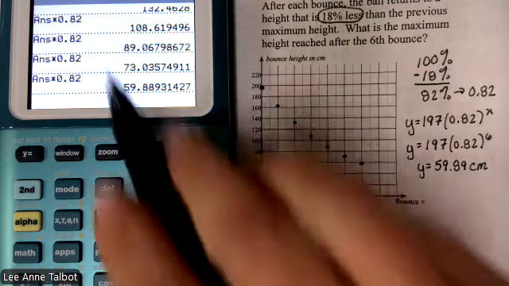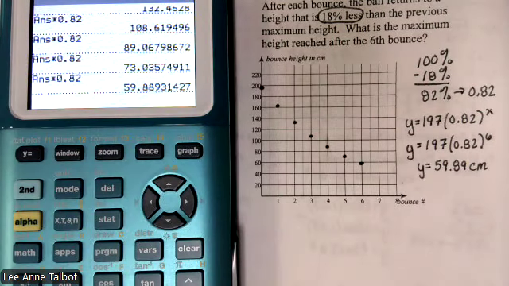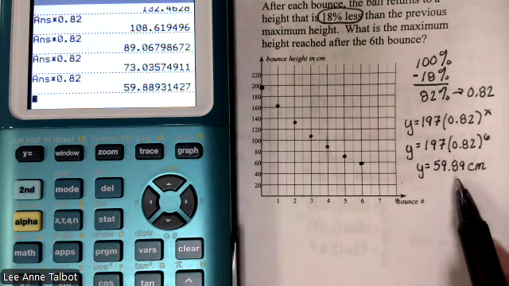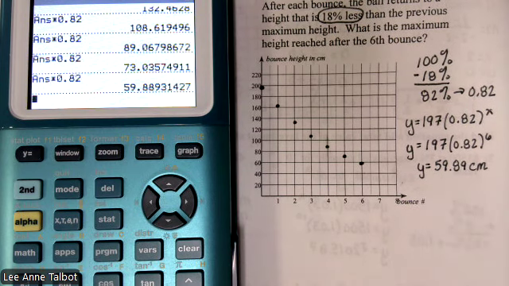You guys see how I used the calculator to find the graph, and then I just wrote my answer for the sixth one. Some of you guys I noticed were doing 197 times 0.82 to the 1, 197 times 0.82 to the 2, 197 times 0.82 to the 3. That works. It's just a lot more work. You'll get the same answer. I'm just lazy.